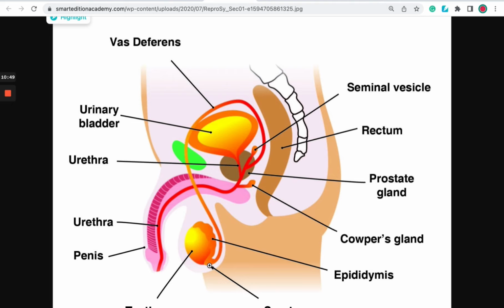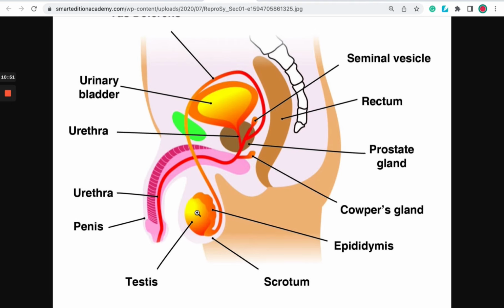So sperm is produced in the testes, which are inside of the scrotum. Sperm passes into a series of coiled tubules called the epididymis, which is right here. The epididymis stores and provides nutrients to the sperm until they are ready to be passed into the vas deferens. So the vas deferens is a tubule right here. It runs all the way up this way.